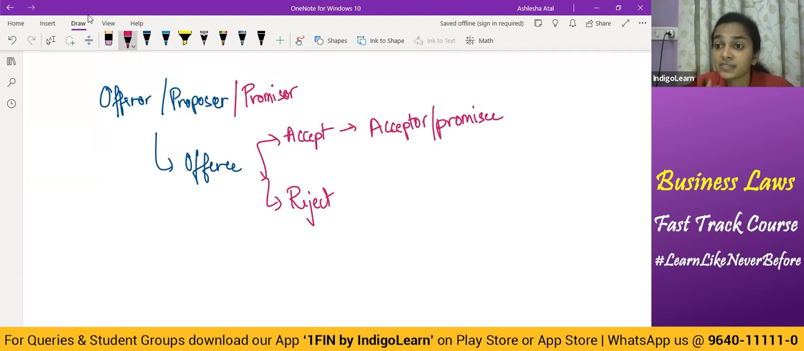Yes, ma'am. We've usually seen people get confused between who's a promisor and who's a promisee, and then there's a lot of confusion. So the offerer is also called a proposer. He's also called a promisor. The offeree, if he accepts the offer, becomes an acceptor or the promisee.